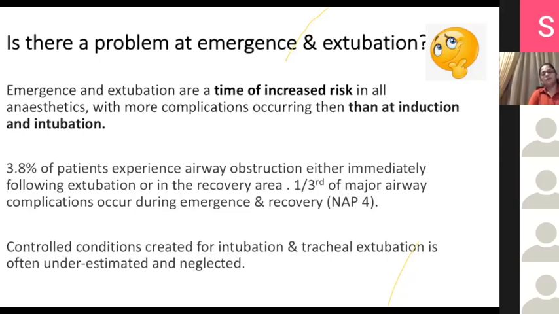And these NAP4, these are national audit projects which they conduct annually in the United Kingdom, and they find an interesting topic and they look into the causes, and after that they find recommendations for it. So this NAP4 was all about basically airway complications. And what they found out was that 1/3 of the major airway complications actually happened at emergence and recovery. So this is noteworthy, because it tells us that there is a big problem and things can go horribly wrong if we are not prepared for it.